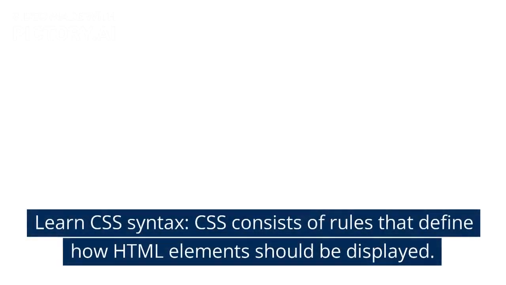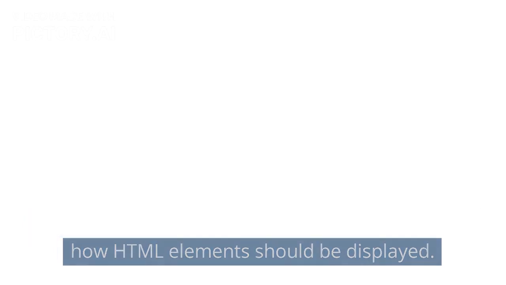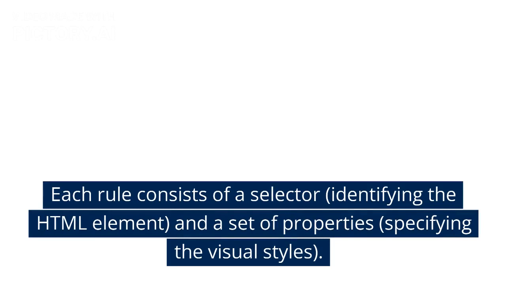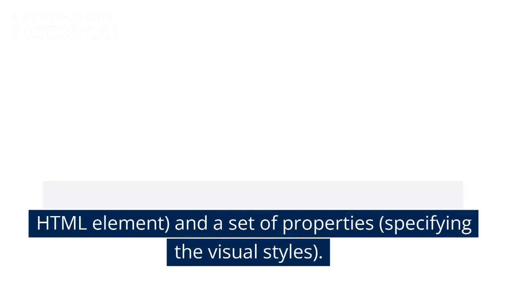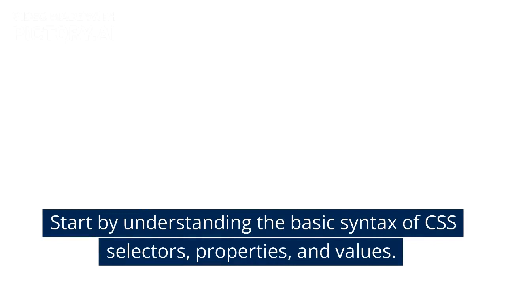3. Learn CSS syntax. CSS consists of rules that define how HTML elements should be displayed. Each rule consists of a selector, identifying the HTML element, and a set of properties, specifying the visual styles. Start by understanding the basic syntax of CSS selectors, properties, and values.